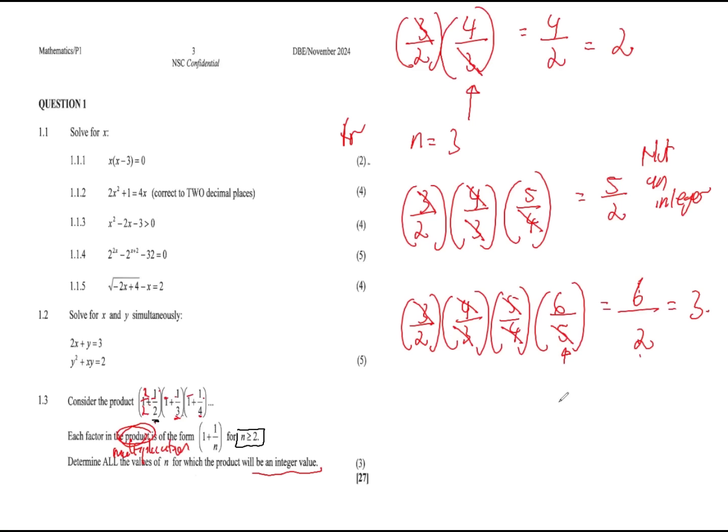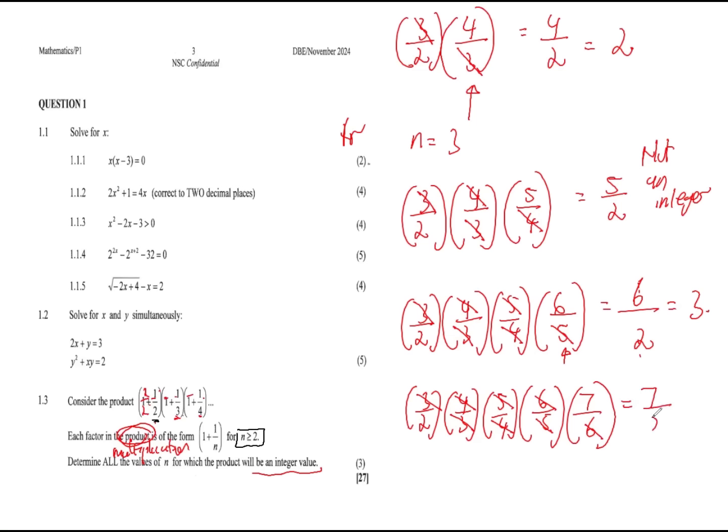Then if our n is now equal to 6, that means I'm going to have 3 over 2, 4 over 3, 5 over 4, and then 6 over 5, followed by what? We will have 7 over 6, right? So what happens here is that this cancels, that cancels, this cancels, that cancels. Then we are left with 7 over 2, which will not be an integer. So we won't be considering when n is equal to 6.